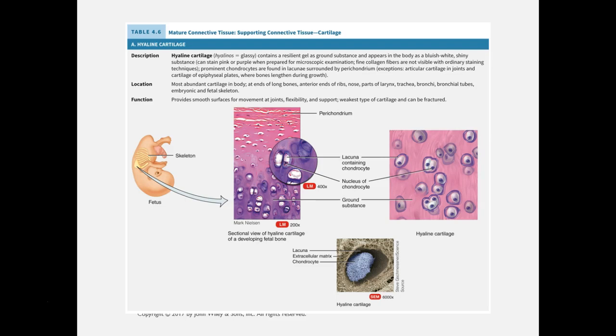So what's the function? By being this smooth, glassy structure, it provides a smooth surface for articulations where bone meets bone. It also provides flexibility and support, but because the fibers are so small and so thin, it is a very weak type of cartilage that can easily be fractured.